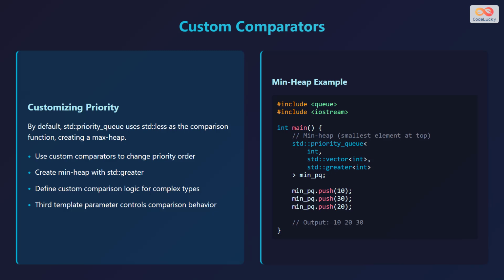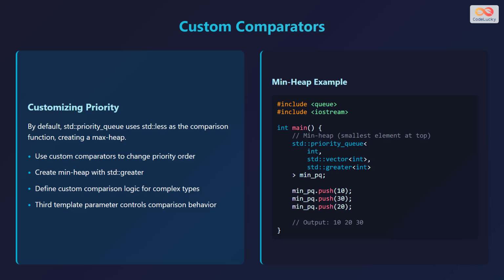The third template parameter of std::priority_queue controls the comparison behavior. Here's an example of how to create a min heap. Include the queue and iostream headers. Inside the main function, declare a priority queue of integers using std::greater to create a min heap.